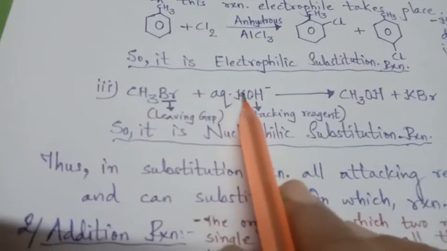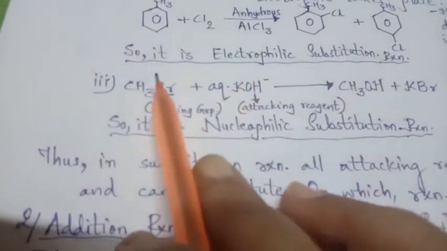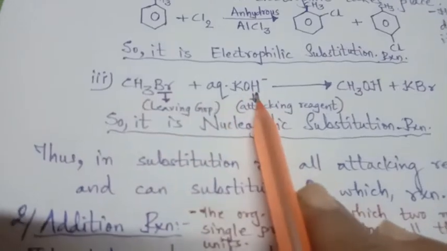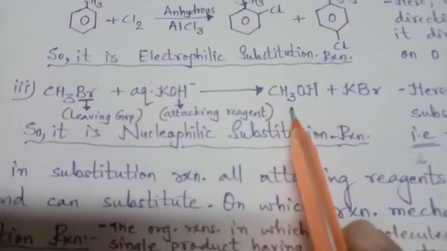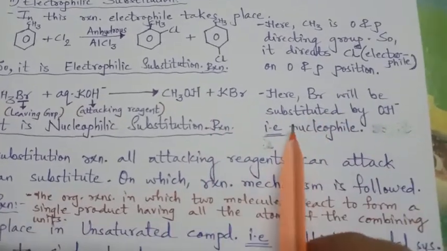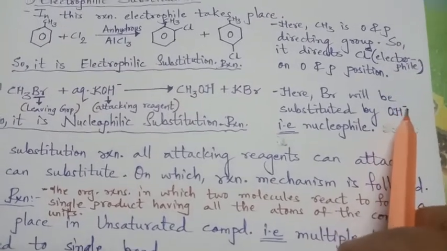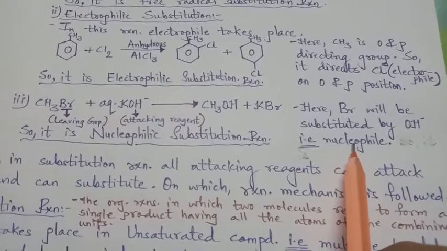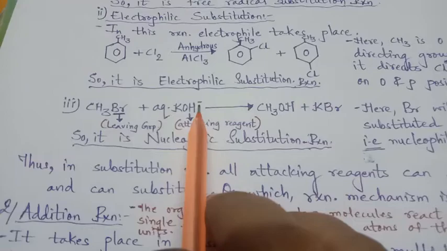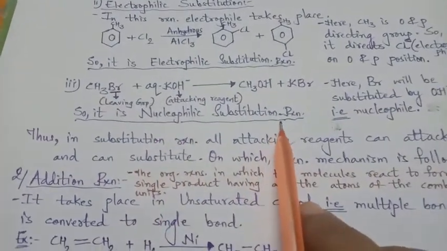Br is minus, so K plus will attack it, and this is CH3 plus, so OH minus will attack it. So OH minus is the attacking reagent and Br will be leaving. Substitution takes place here and we get methanol plus potassium bromide. So here Br is substituted by OH minus, and as it is negative, a nucleophile, that means nucleus loving, it will try to go towards the positive charge. Clear? So it is called a nucleophilic substitution reaction.